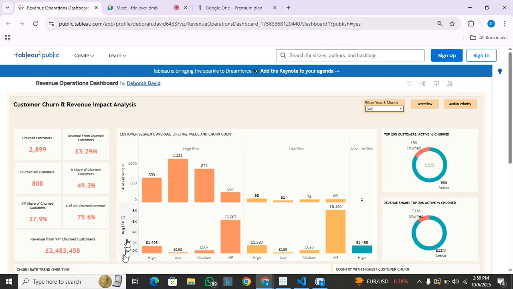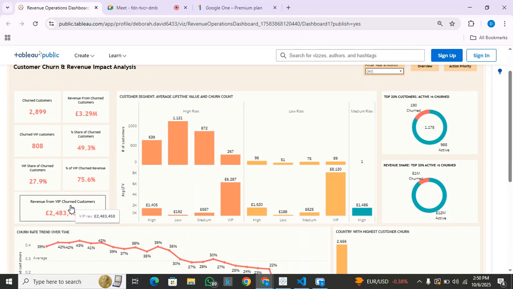And then the revenue the VIP churn customers bring is 75%. Not surprising because we've already established that few customers control the majority of the revenue. And then the revenue from the VIP customers is 2.4 million pounds as against 3.2 million pounds.